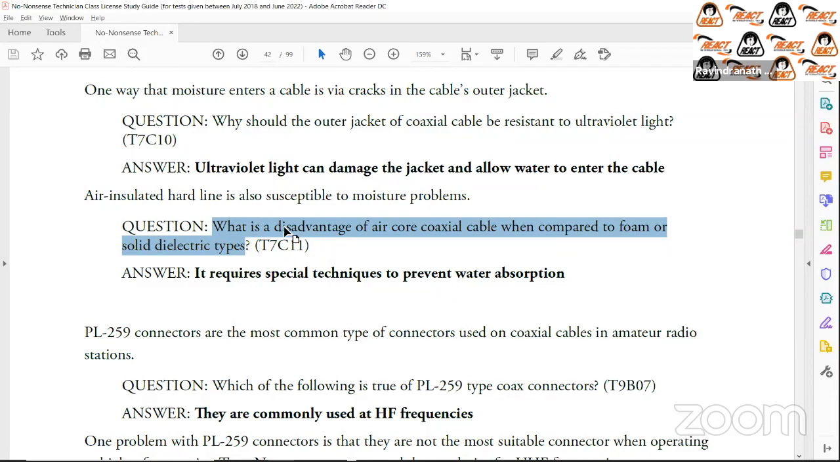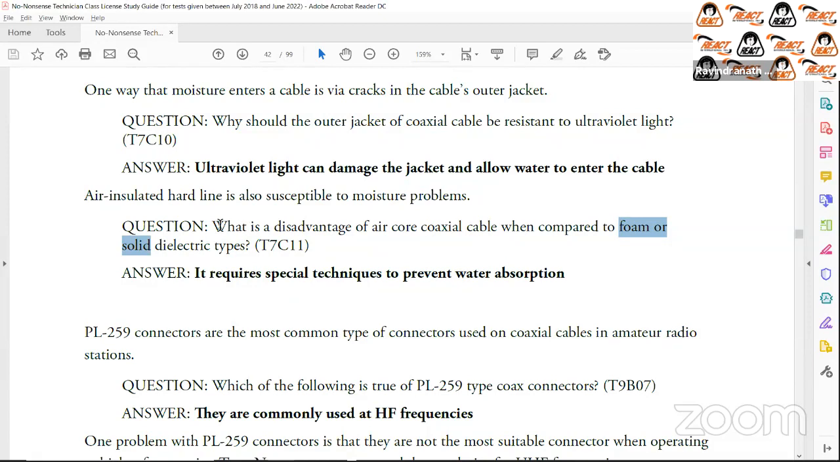All right, so let's dissect this question. Disadvantage of air core coaxial cable compared to foam or solid dielectric types. That means instead of using air, you have something else as the filler or as the dielectric, such as foam or something else that is solid, like some sort of polyplastic.